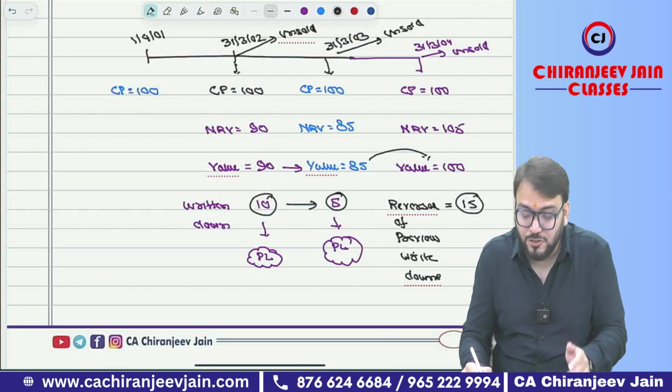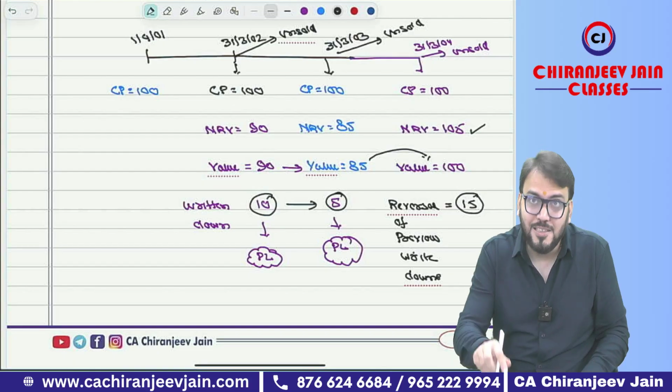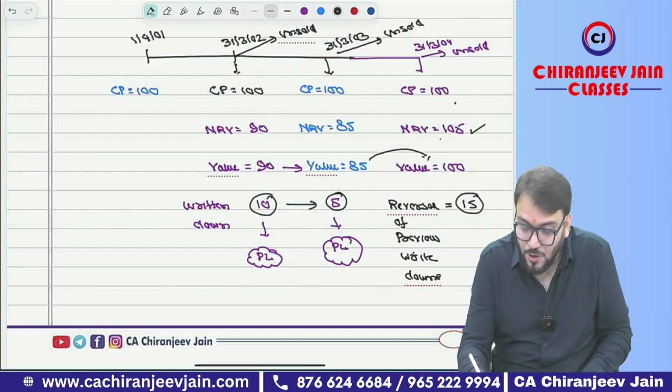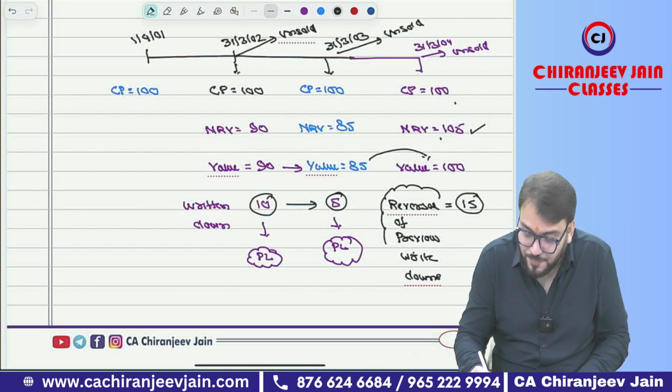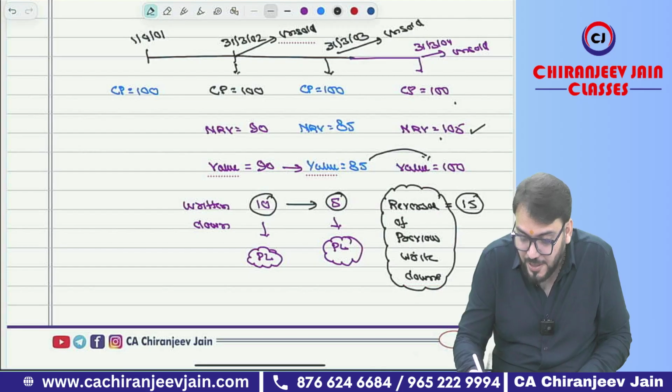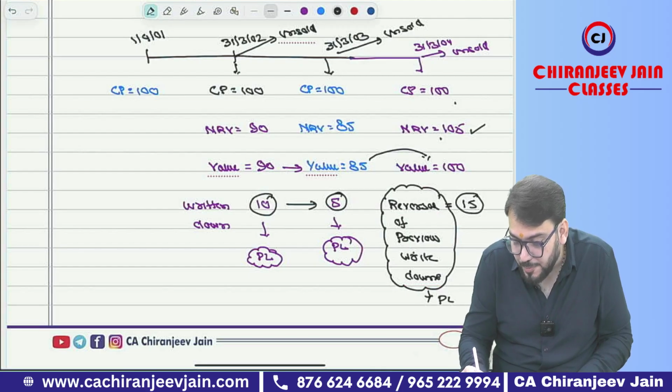principle. So it means you are valuing at 105, and therefore our formula is what? Cost price or NRV, whichever is lower. So this is known as reversal of previous write down. Reversal of previous write down will also be transferred to the P&L account.